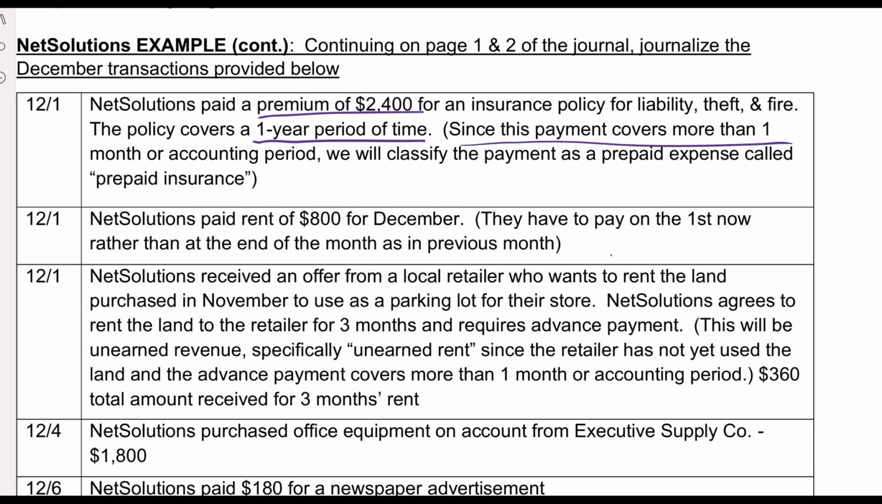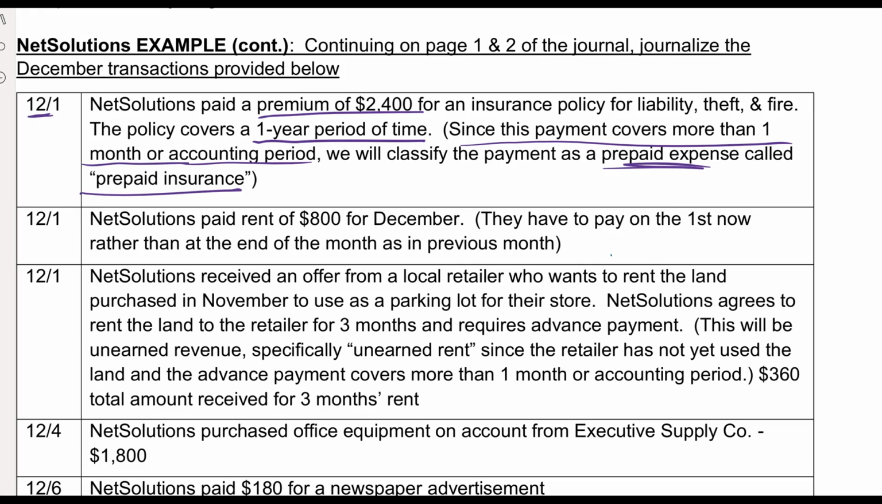And since it covers more than 1 year, rather, we're going to classify that as a prepaid expense called prepaid insurance. So prepaid insurance is a more specific name for a prepaid expense account. It's prepaid because this policy covers an entire year, and we're purchasing it on December 1.